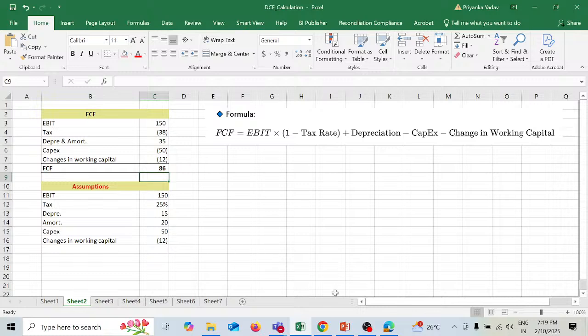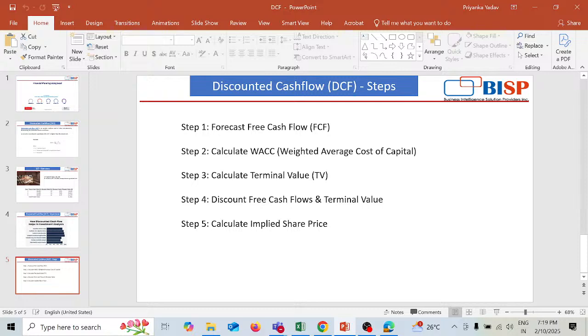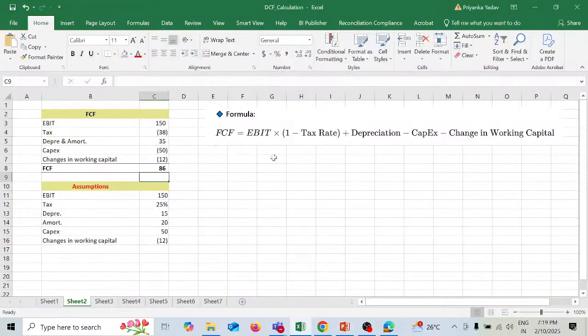So first step done. If I show you the slide, first, forecasting free cash flow. With the help of certain assumptions, we have forecasted free cash flow. Second step, we have to calculate WACC over here. So let's see how this is done. Second sheet, I'll go to the second sheet now.